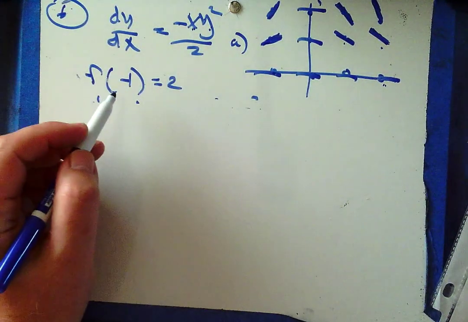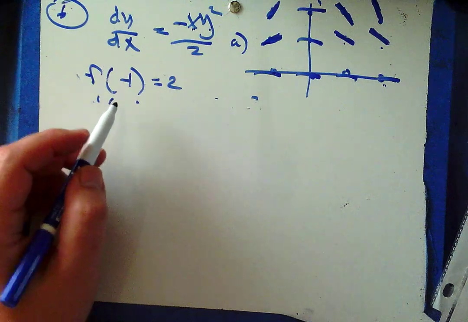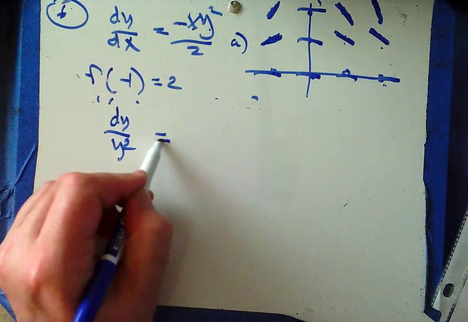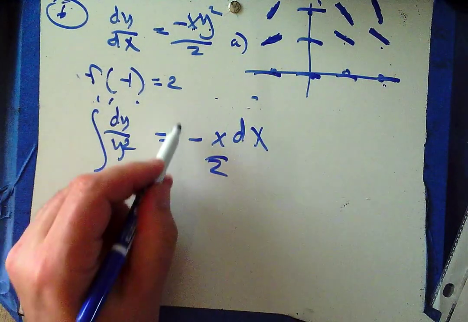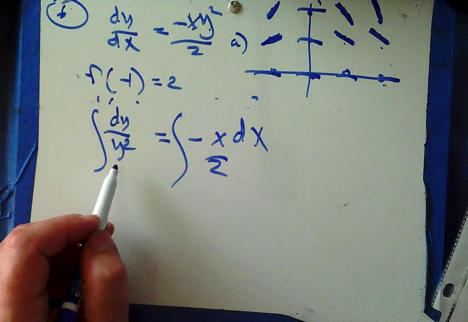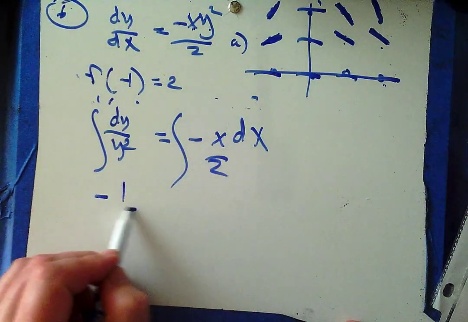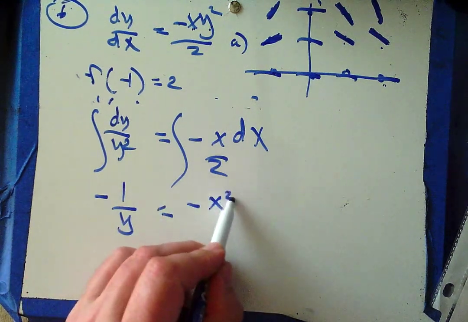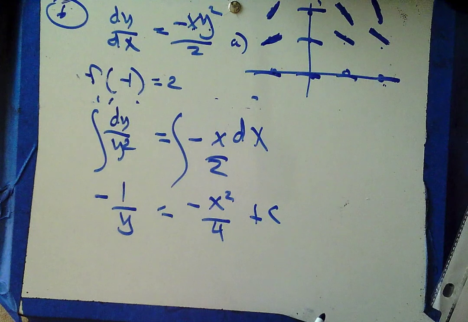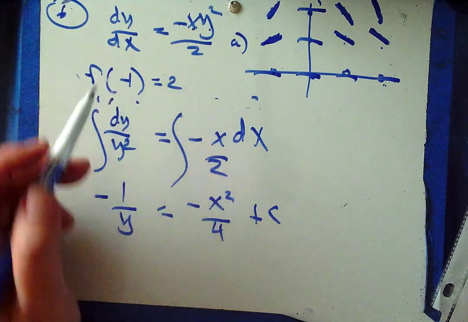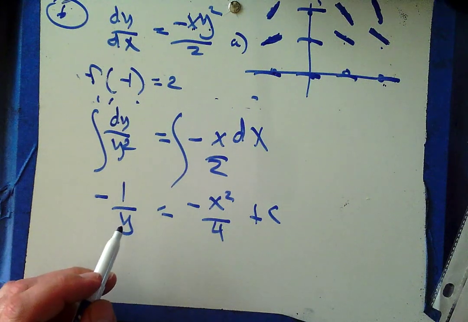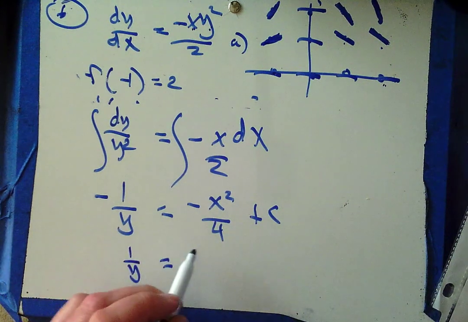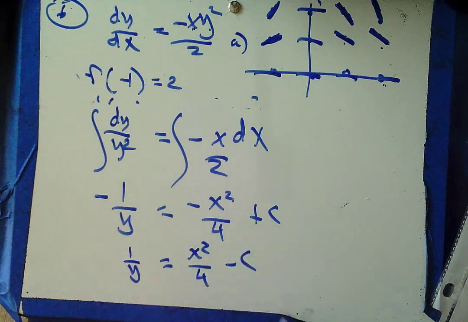So let's solve this differential equation. I've got dy over y squared equals -x dx. And don't forget that 2. We integrate. Remember, not everything in a denominator is an ln. This is going to be -1 over y equals -x squared over 4 plus c. I think I want to multiply everything by negative. So I'm going to have 1 over y equals x squared over 4 minus c.